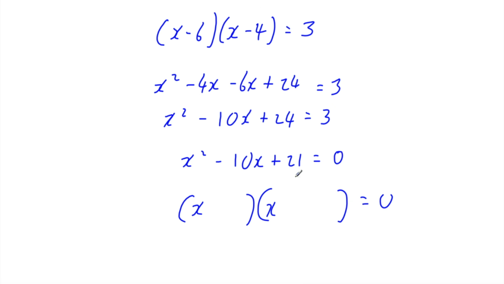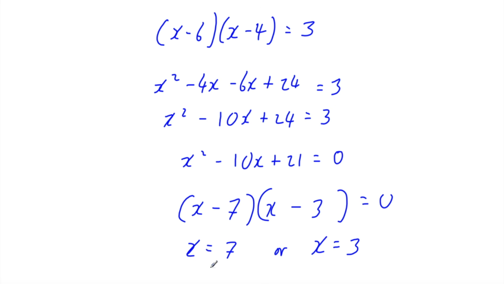And the two numbers we're looking for will times together to be 21 and add together to be negative 10. So that means that they're both going to be negatives, because a negative times a negative is a positive, but they're going to add together to be a negative. And I'm thinking 7 and 3, because negative 7 and negative 3, they would times together to be 21, and they'd add together to be minus 10. So that means that our solutions would be here for this bracket, x is equal to 7, or x would be equal to 3. So there are two possible values of x.